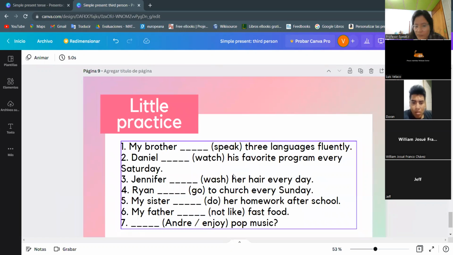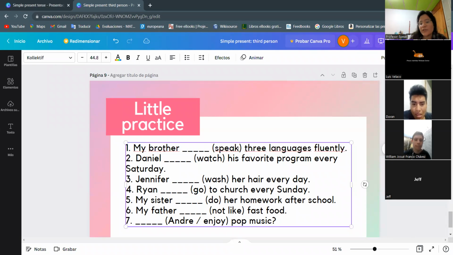Let's see, William, can you help me read this one and then modify the verb? My brother, the verb speak, three languages. How can I say the last? Fluently. Okay, I think speaks three languages. Speaks: S P E A K S. Good job. Thank you. And you pronounce this like languages. Thank you. Next one, Duvan.